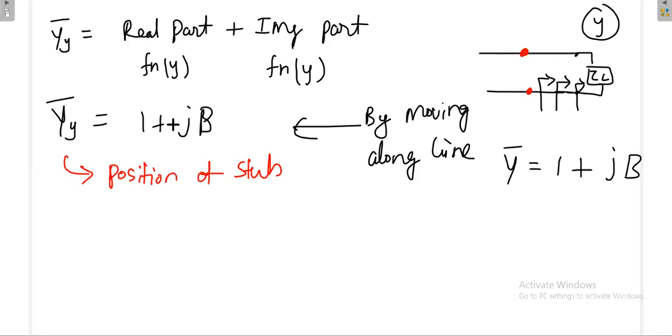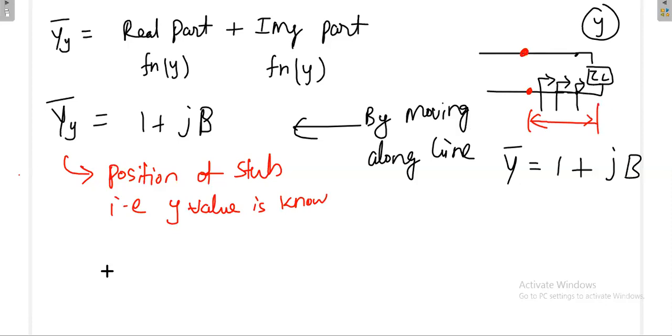Then you know what is Y. Position of stub means Y value is known. What is Y? Y means how far you are from the load. Y is always measured from the load. Now you know the position of the stub.